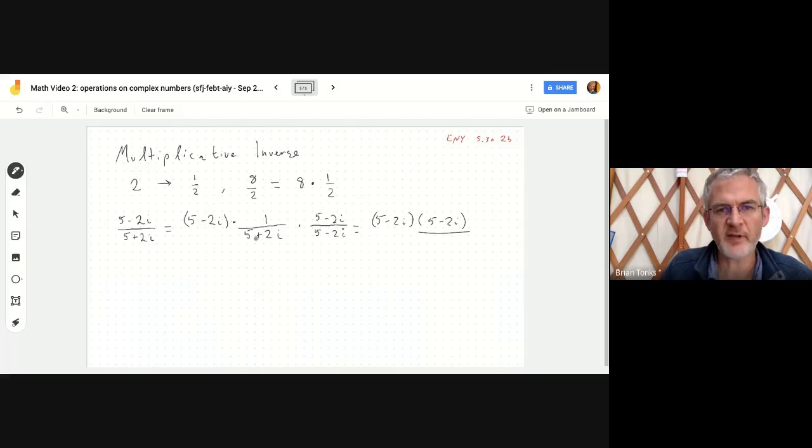and now I'm going to have 5 times 5, 5 times negative 2i, 2i times 5, and 2i times negative 2i. So that would be 5 times 5, 25, 5 times negative 2i, so minus 10i, 2i times 5, so plus 10i. Well, that's convenient, but we knew that was going to happen. And then minus 2 times i, minus 4i squared.